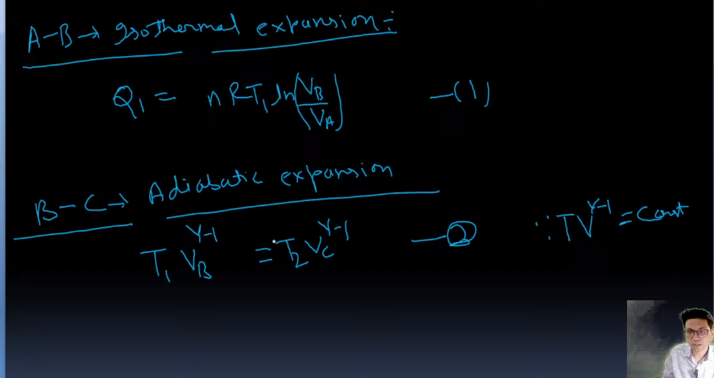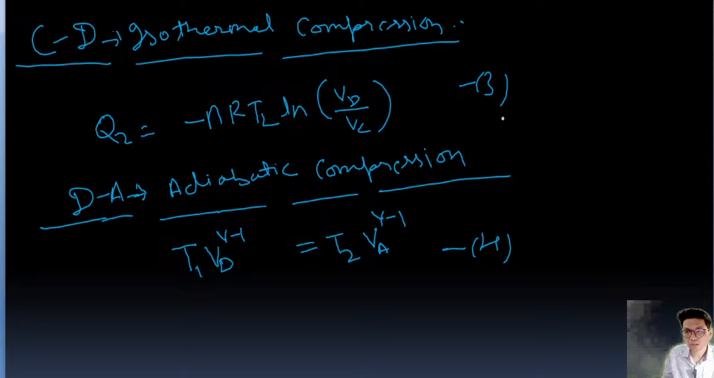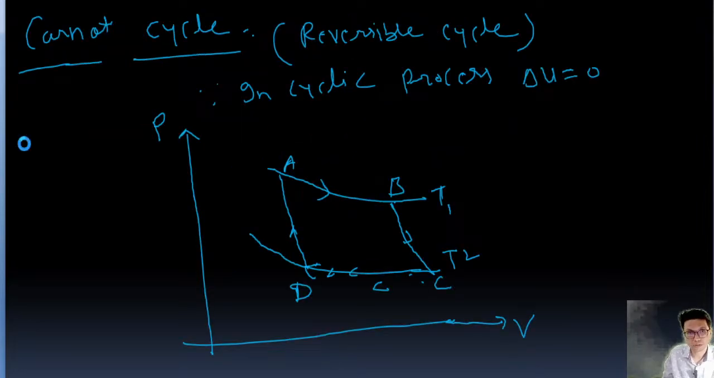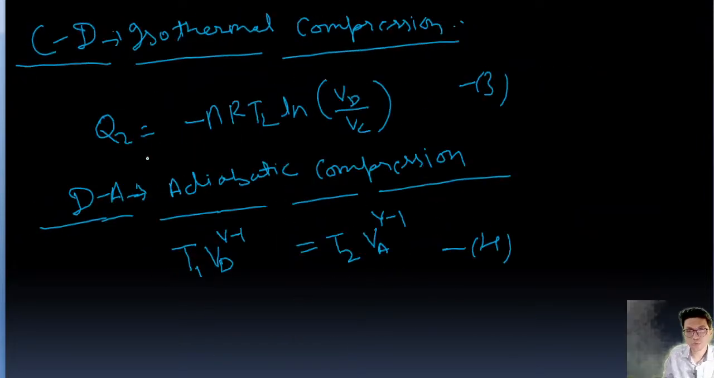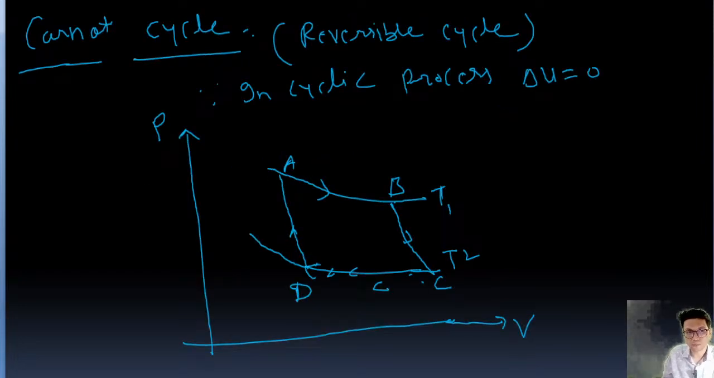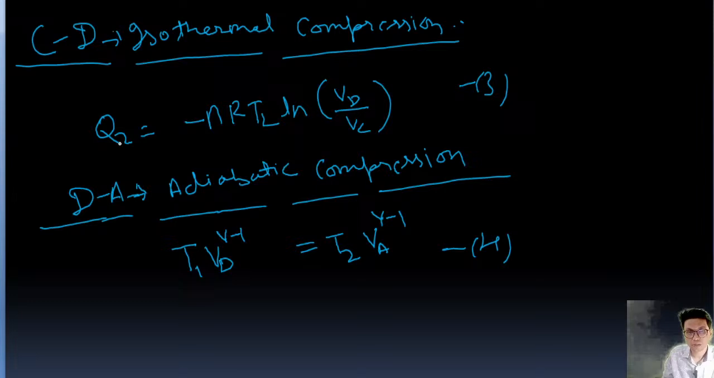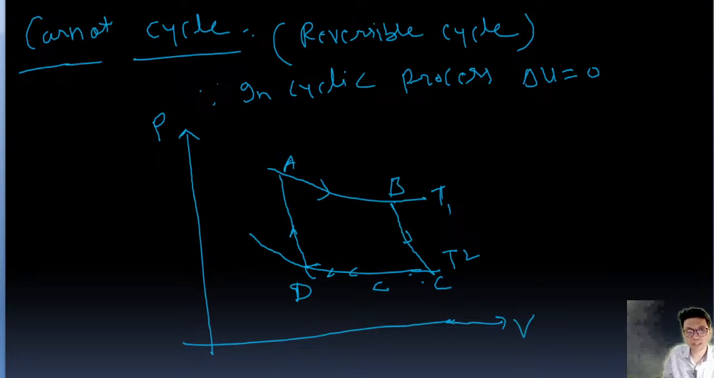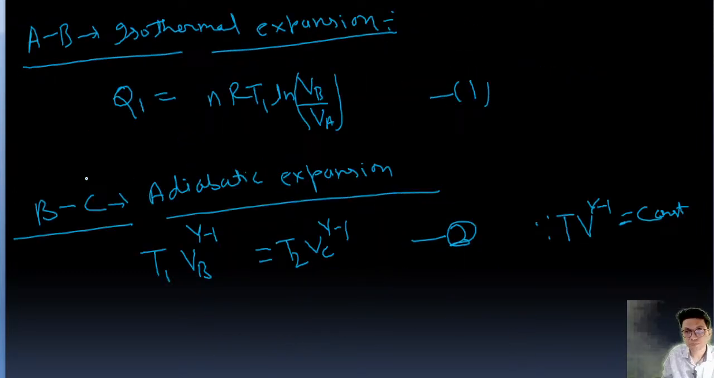Now from equation, what we will do is equation 2 by 4. This is equation 1, equation 2, equation 3, and equation 4, right? So what we are going to do is equation 2 by 4. Okay, equation 2 by 4.